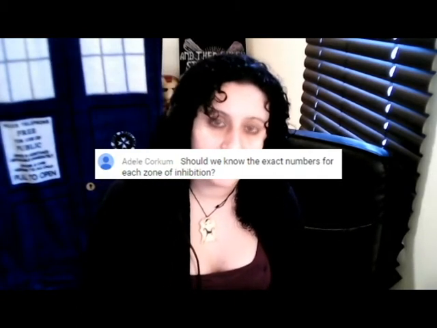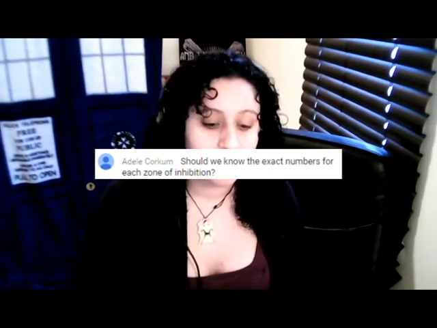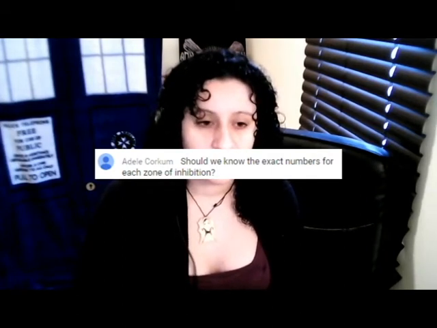I don't think you need to know the exact number of each zone of inhibition, but if there's a very small zone of inhibition versus a medium or a very large zone of inhibition, understanding why that's happening would be a plus. It's not something that I would be super focused on, memorizing numbers to sizes of zones of inhibition. I hope that answers your question.